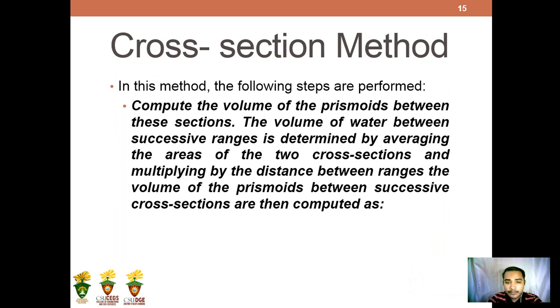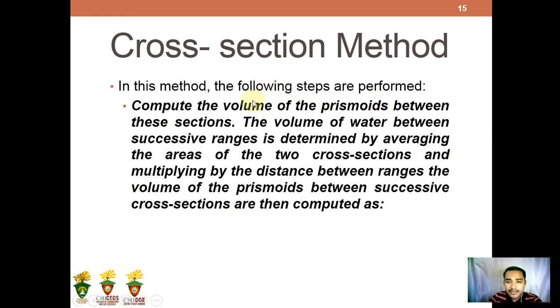Next is to compute the volume of the prismoids between these sections. The volume of the water between successive ranges is determined by averaging the areas of two cross sections and multiplying by the distance between ranges. The volume of the prismoids between successive cross sections are then computed as, so in getting the volume, it means class, in getting the volume of two successive ranges, or range lines.